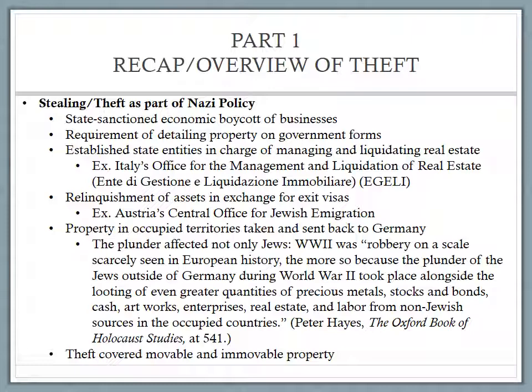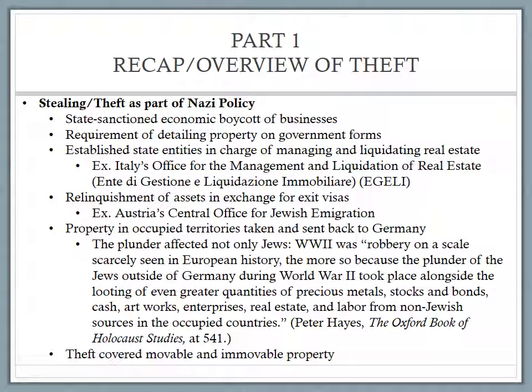This was essentially where Jews and other targeted groups were required to prepare their own inventory lists of their assets, which later facilitated the theft of their assets by the Nazis.